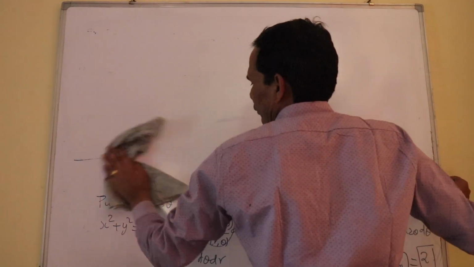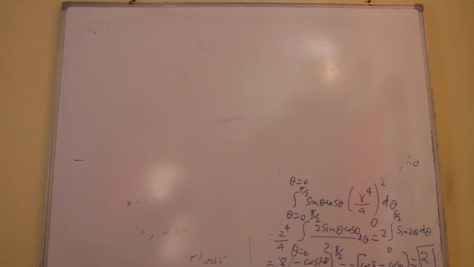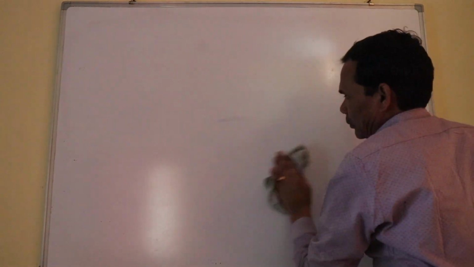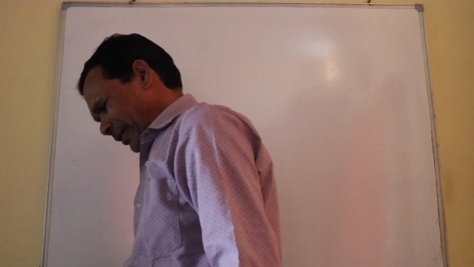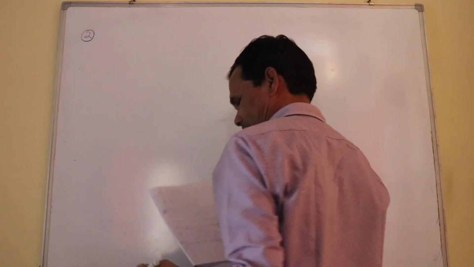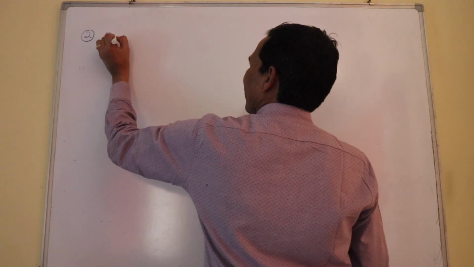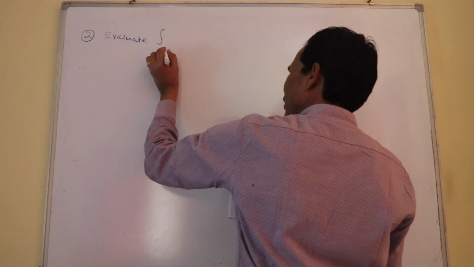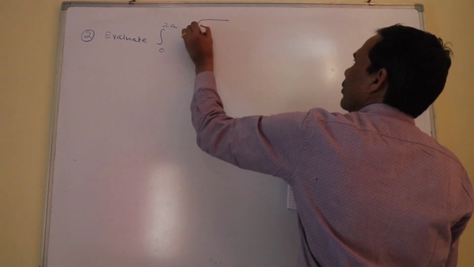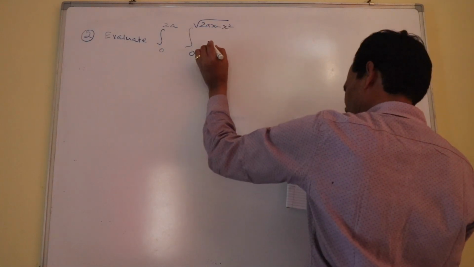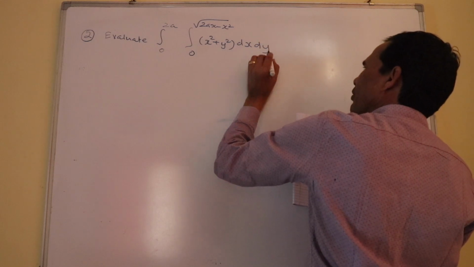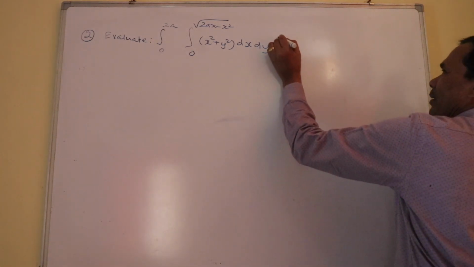Second problem. Evaluate the integral 0 to 2a, 0 to root of 2ax minus x square, x square plus y square dx dy, by transforming into polar coordinates.